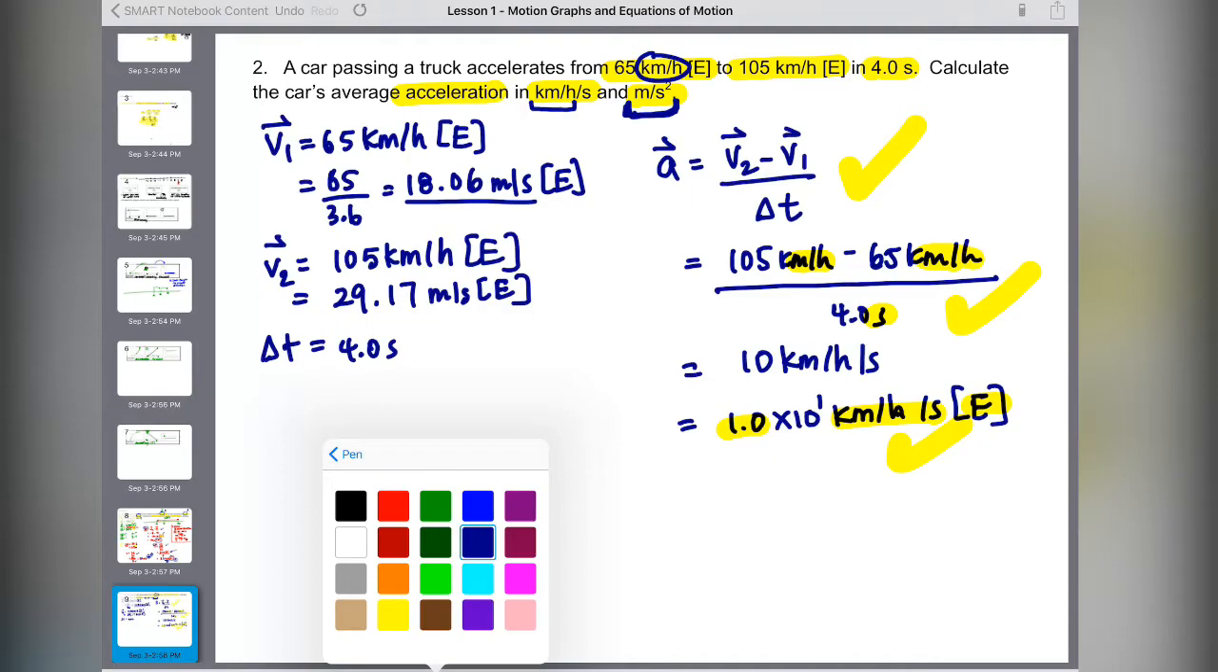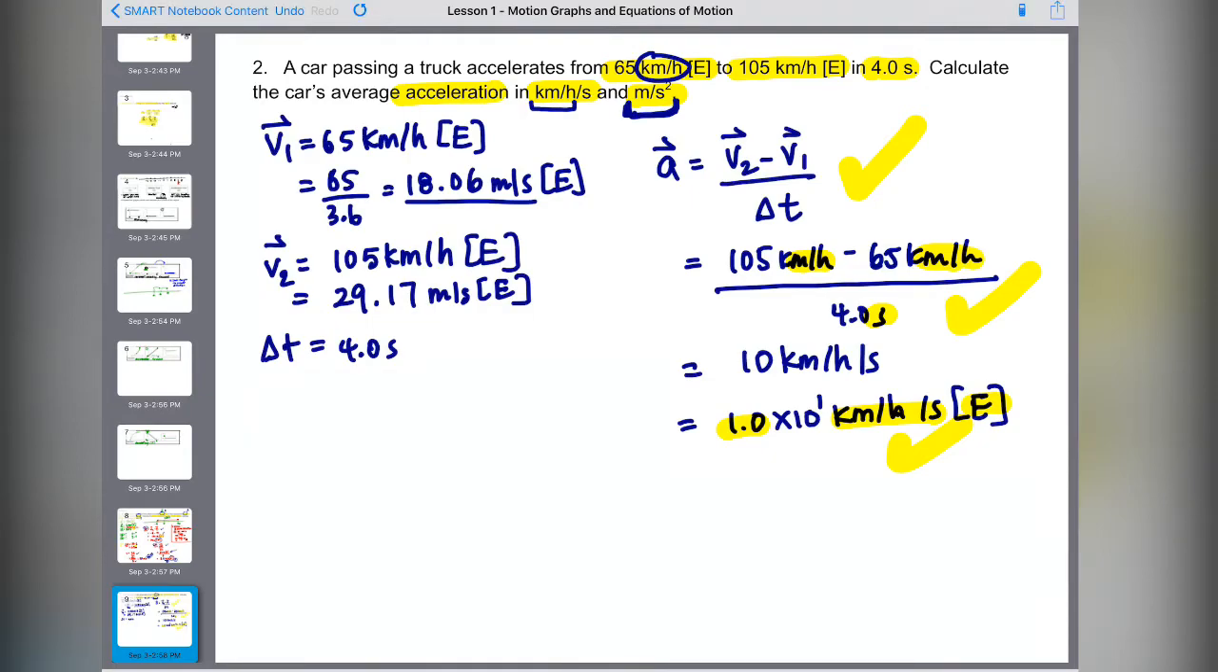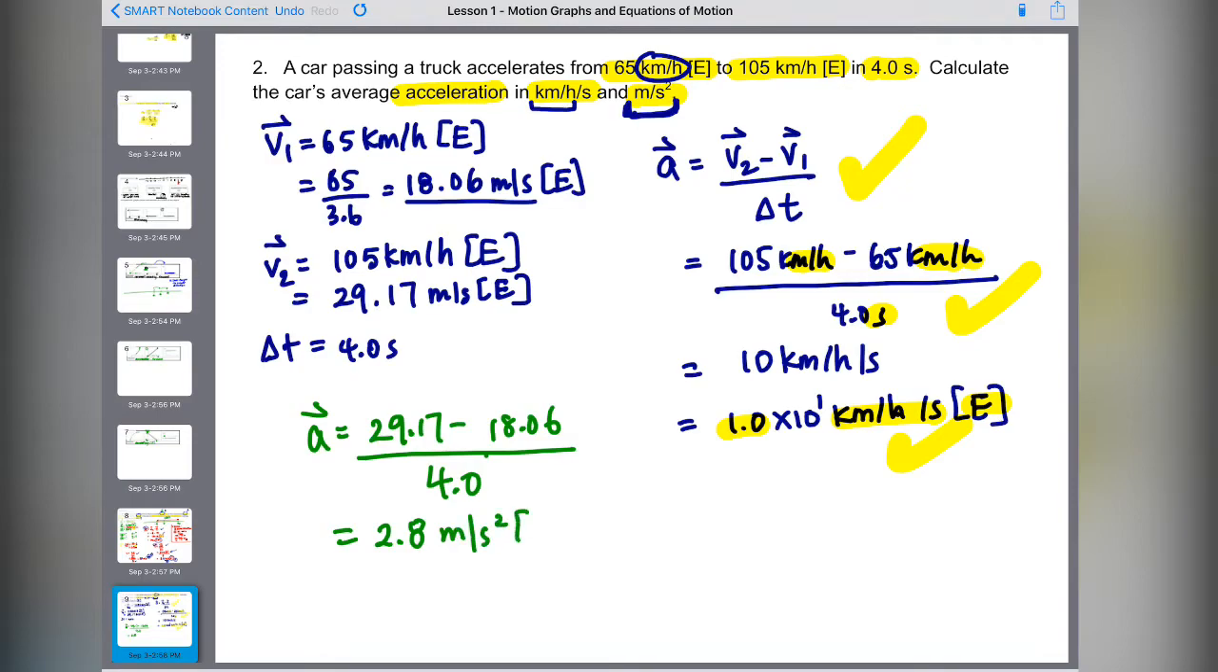Okay, I'm going to repeat the question, but this time I'm doing the other one using the converted values. So for part A, it's 29.17 minus 18.06, divided by 4. So you end up with 2.8 meters per second squared to the east, with 2 significant digits.